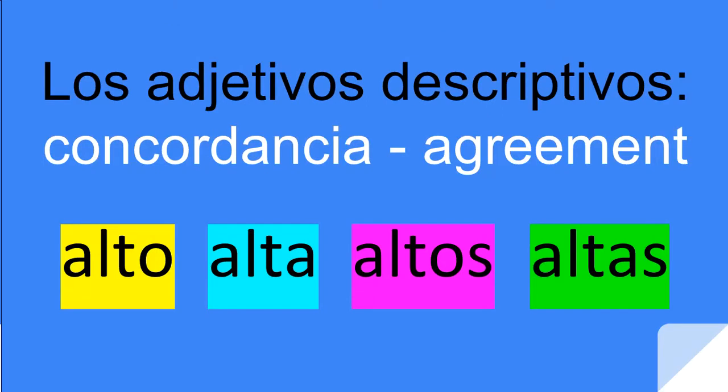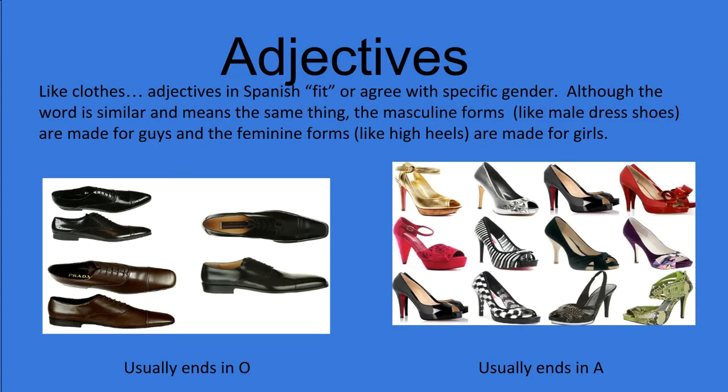Concordancia, which is agreement, we can see then we have the four forms. El chico alto, la chica alta, los chicos altos, las chicas altas. We have to make sure that each form is appropriate for the number and the gender that we have. Because adjectives work like clothing. So think about adjectives having to fit.